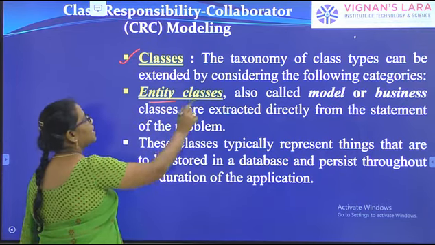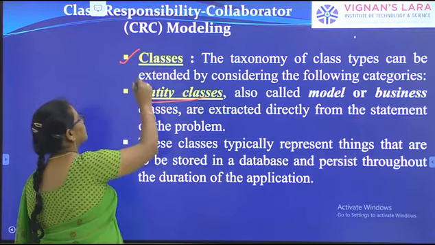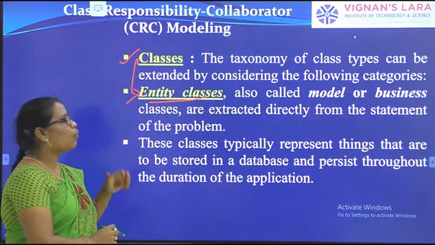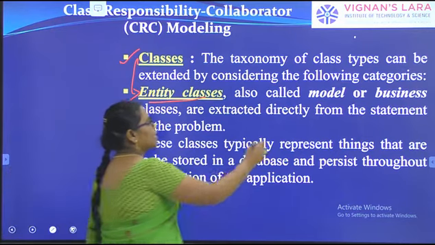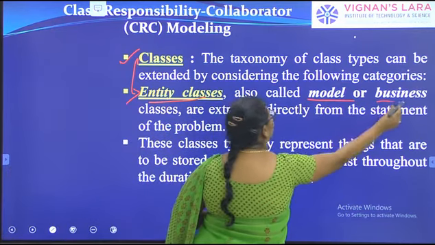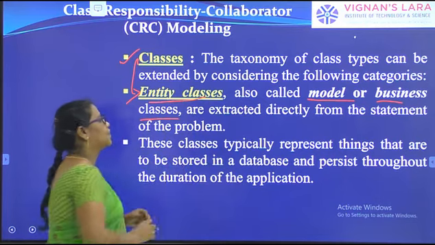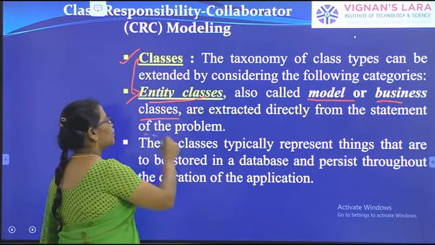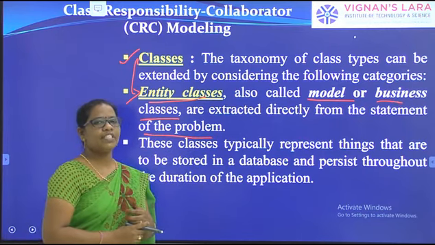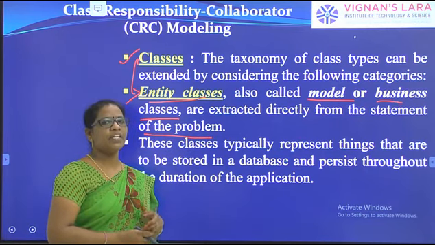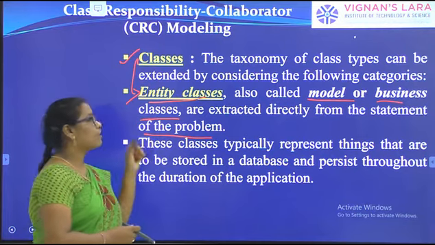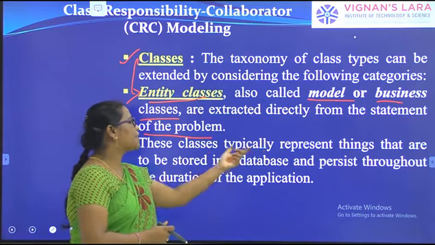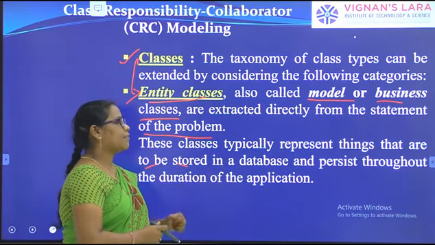The first one is the entity class. This is a subdivision of the classes. So what are these entity classes? They are called model or business classes. We can also call them business classes. They are extracted directly from the statement of the problem. Whatever the statement of the problem given by the user, these classes will be derived from that. So these are called entity classes. And next, these classes typically represent the things that are to be stored in a database.